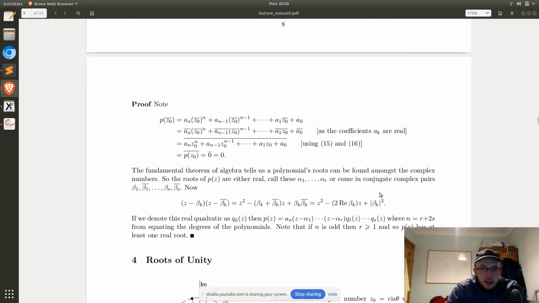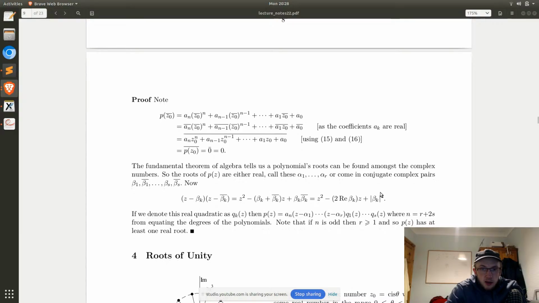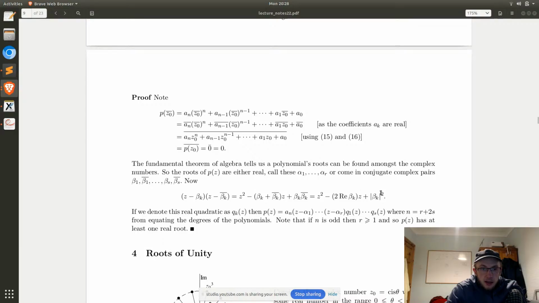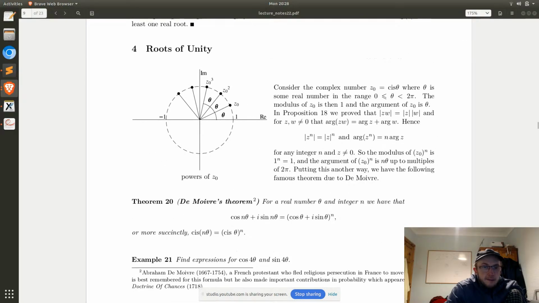where n equals r plus 2s from equating the degrees of the polynomials. Note that if n is odd, then r is greater than or equal to 1, and so p of z has at least one real root. All right, let's have a look at the roots of unity.